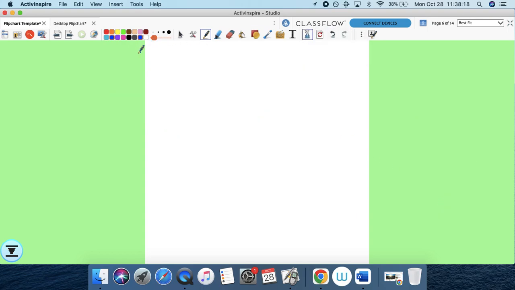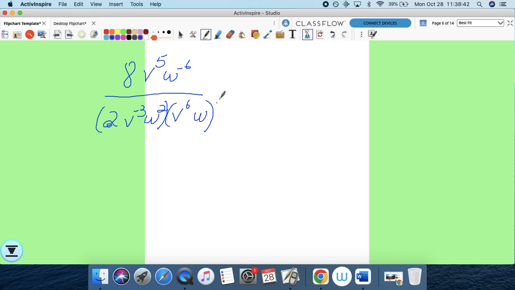Number 10. 8 v to the 5th w to the negative 6 over, copy the question, 2 v to the negative 3rd w to the 2nd, and then v to the 6th and w. Notice that I didn't put the parentheses. There are parentheses here, but they're not raised to any power. There's a power of 1 in there, so we don't really need the parentheses. So I'm going to take advantage and remove the parentheses.